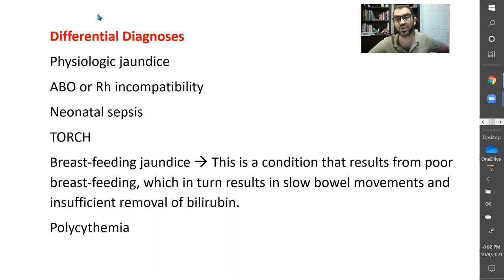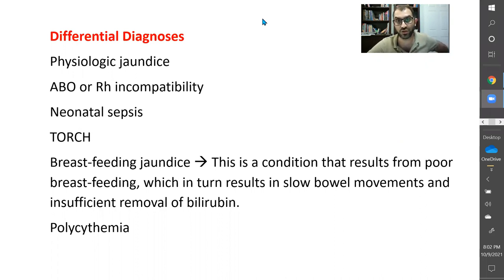Congenital infections. Which TORCH infection can give you prolonged jaundice? All of them. Which one can give you hepatosplenomegaly? All of them. Which one can give you IUGR and IUFD, intrauterine growth retardation and intrauterine fetal death? All of them. Which one can give you mental retardation? All of them.